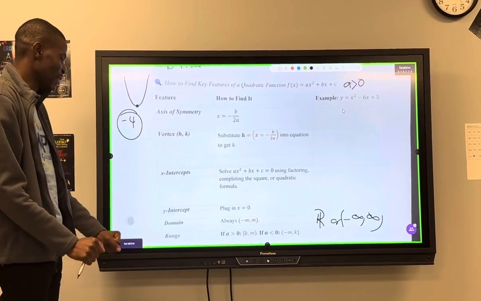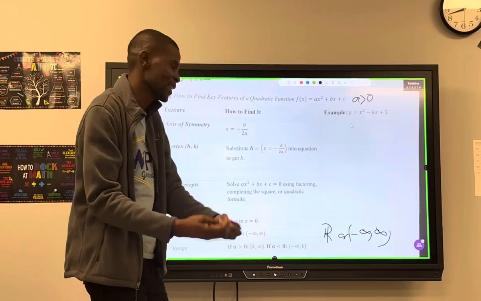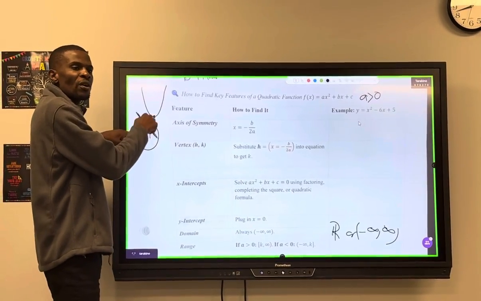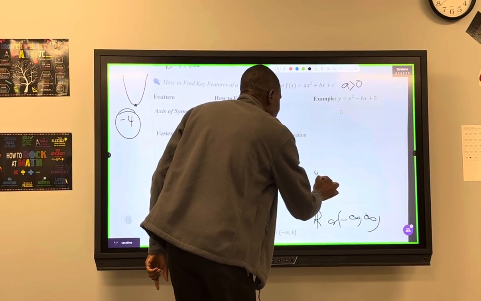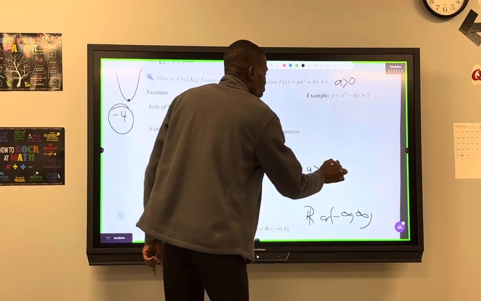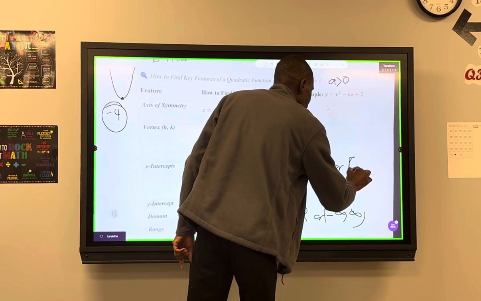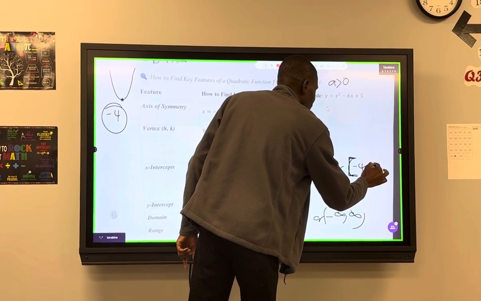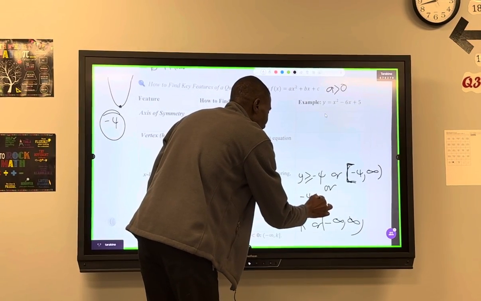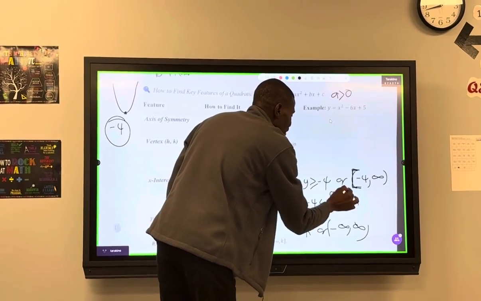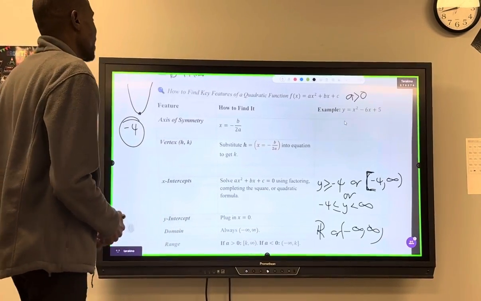Let's talk about the range. Just because A is greater than 0, we have a minimum point which is -4, and we cannot go below -4. So our range will be y greater than or equal to -4, or you can write it in this form: from -4 with a bracket, then infinity with a parenthesis. Or you can say -4 less than or equal to y, less than infinity, because it's open-ending, it keeps going. So that's how we determine the range.